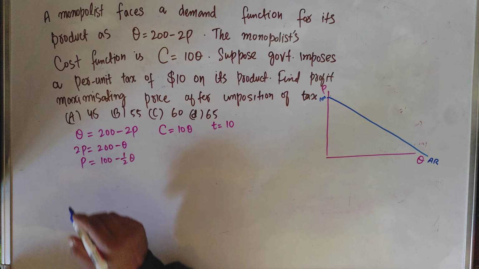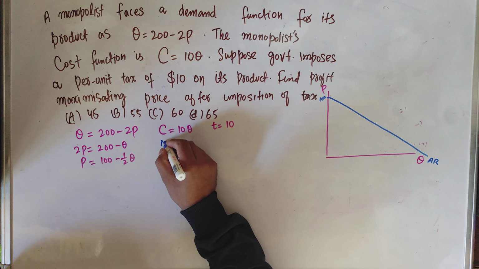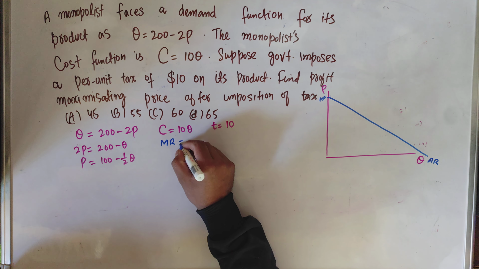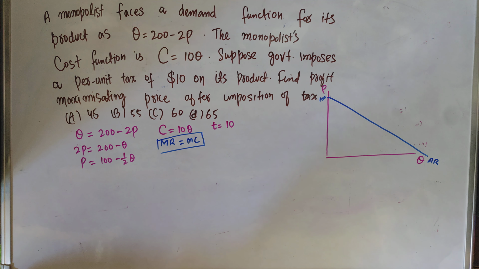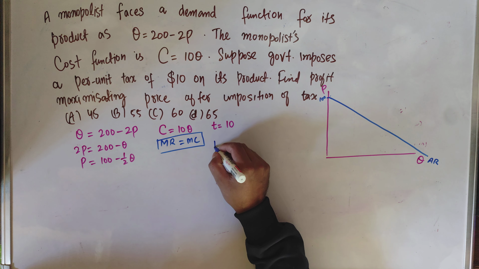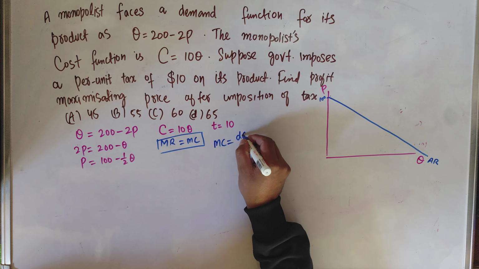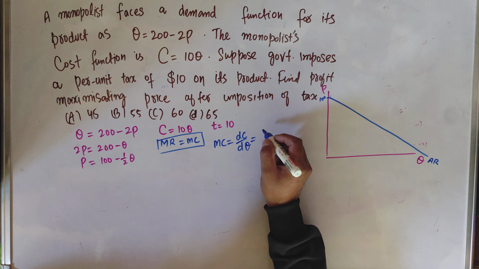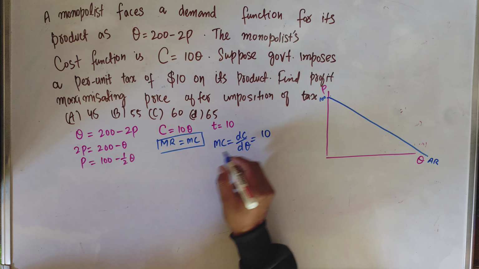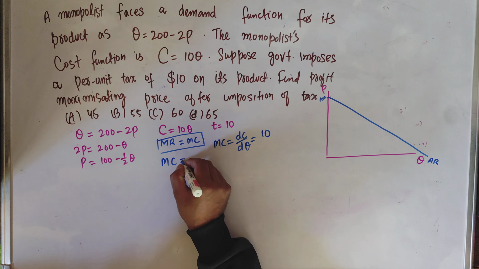For monopoly, as we know, profit is maximized where we equate the marginal revenue with the marginal cost. This is the profit maximizing condition without the imposition of tax. So let's also calculate the marginal cost. Marginal cost is simply the change in the cost due to the change in the output. Taking the derivative of this cost function with respect to Q, we get marginal cost equal to 10.